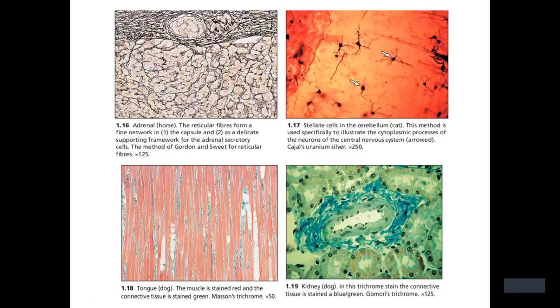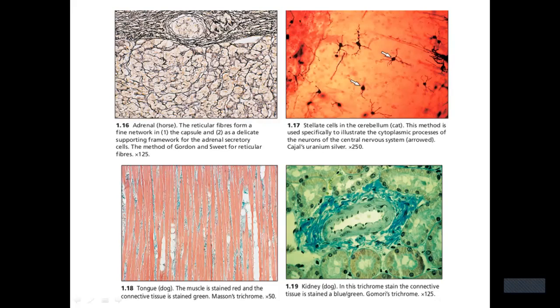We have another type of stain. This sample is taken from the adrenal gland, or suprarenal gland. This gland is situated above the kidney. The reticular fibers form the network of the capsule and a delicate supporting framework for the adrenal secretory cells. This method is for the reticular fibers, black in color, silver impregnation.